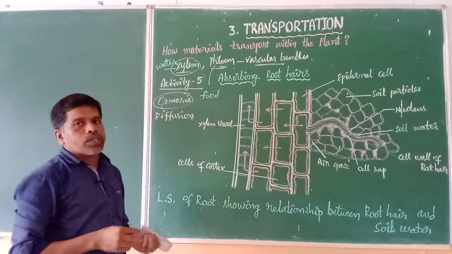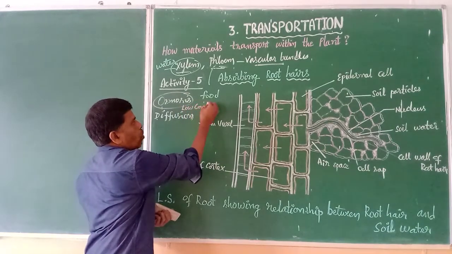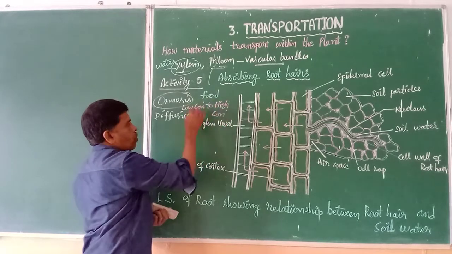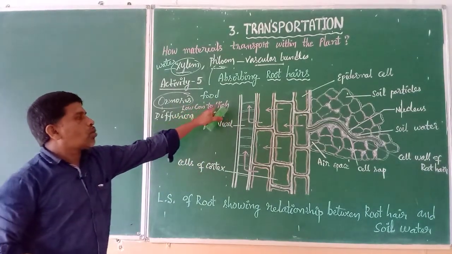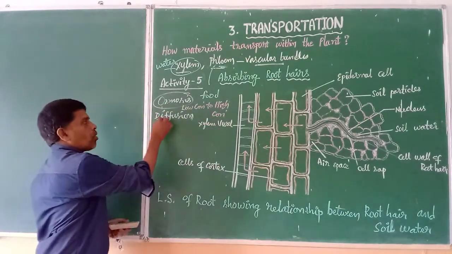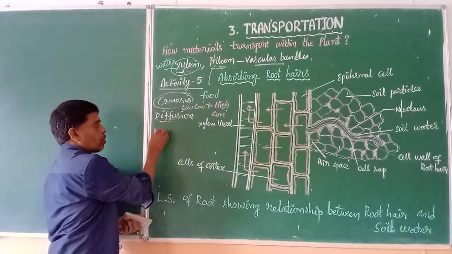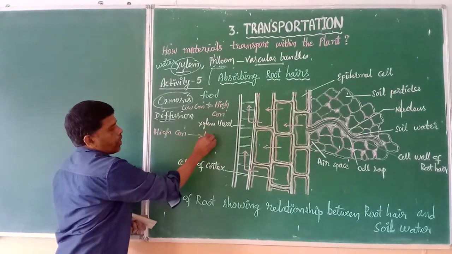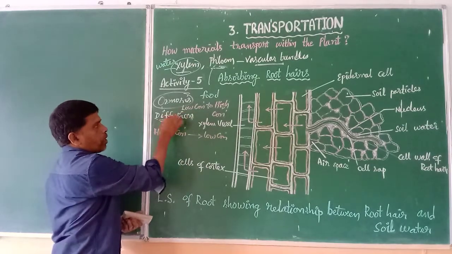Movement of molecules from low concentration to high concentration is called osmosis. The movement of the molecules from low concentration region to high concentration region is called osmosis. Quite opposite to that we have diffusion. Movement of molecules from high concentration area to a low concentration area is called diffusion.